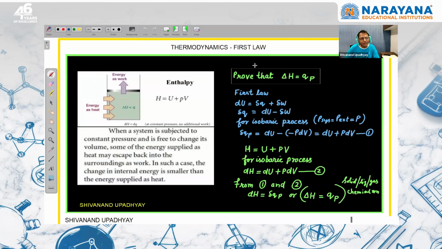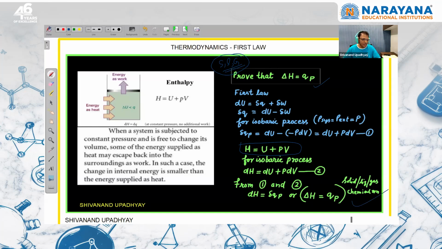So we can use the first law of thermodynamics to prove that if a solid, liquid, or gas, the gas may be ideal or real, is participating in an isobaric process, then by using H equal to U plus PV, for the isobaric process we can write dH is dU plus PdV. And by using the first law of thermodynamics, the heat energy exchange at constant pressure can be written as dU plus PdV. If we equate, we can say that for a solid, liquid and gas participating in any isobaric process, Qp is equal to delta H.